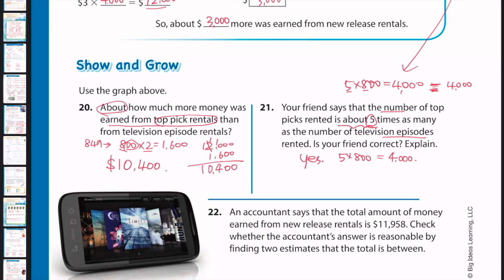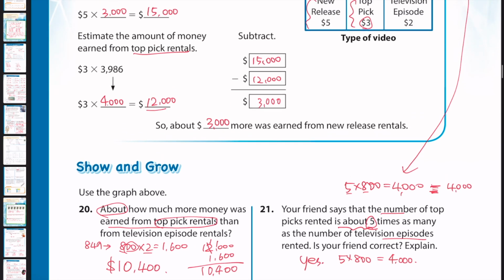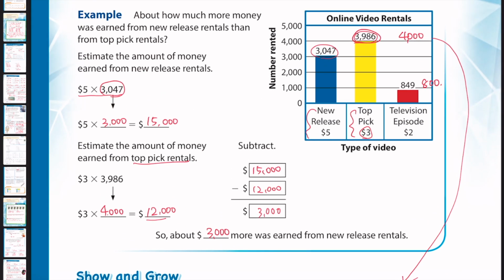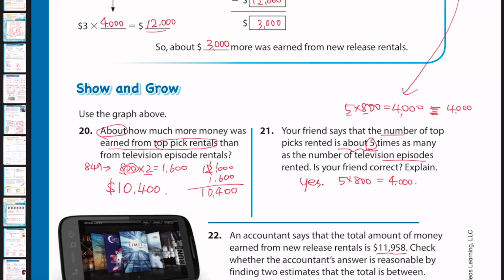All right, next question, guys. An accountant says that the total amount of money earned, now we are talking about the money earned, from new release rentals is $11,958. Check whether the accountant's answer is reasonable by finding two estimates that the total is between. Now let's see. It's from the new release rentals, right? So we need to work on this 3,047. Okay, so the number was what? 3,047. And each rental is what? $5.